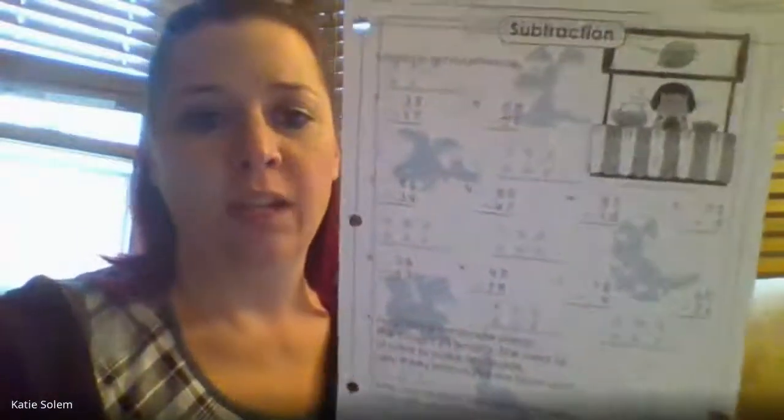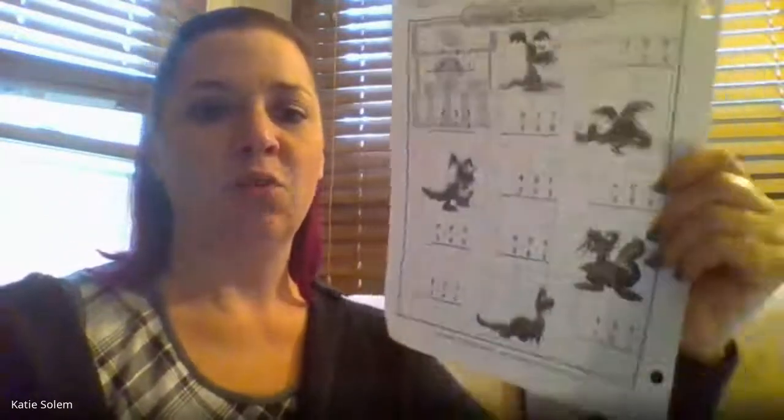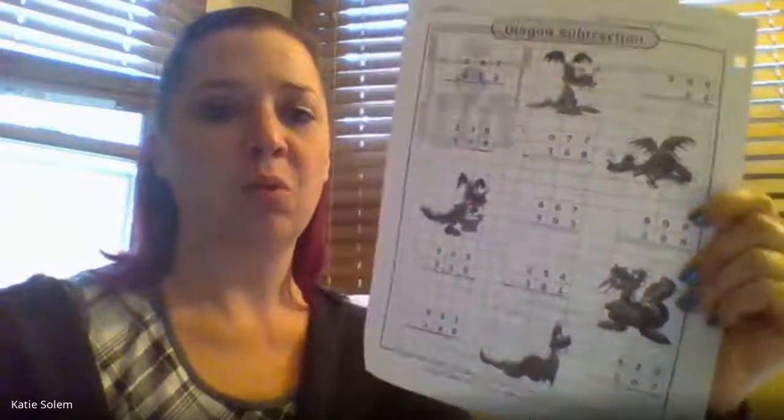What I'd like you to do today to practice is I would like you to do the next 2 pages in your math book. There's a page of some 2-digit subtraction problems. And then on the back of that, it says dragon subtraction, and it's some 3-digit subtraction problems. So that is your job today, to do the front and back of this sheet. Let me know if you have any questions.